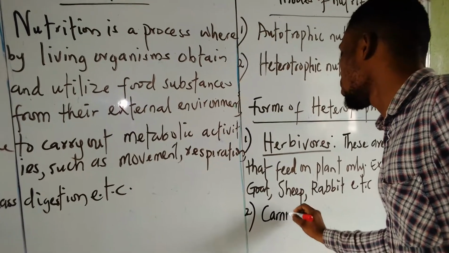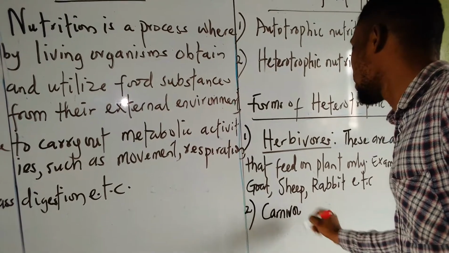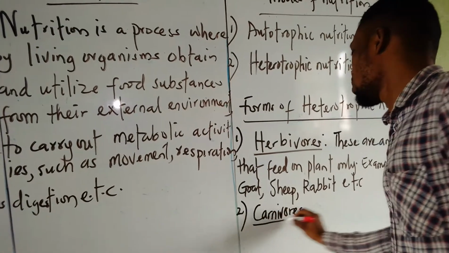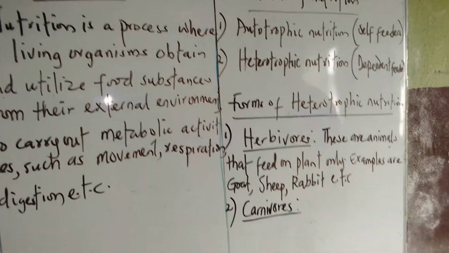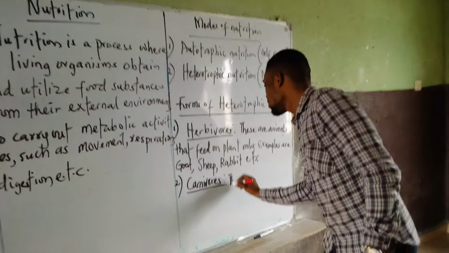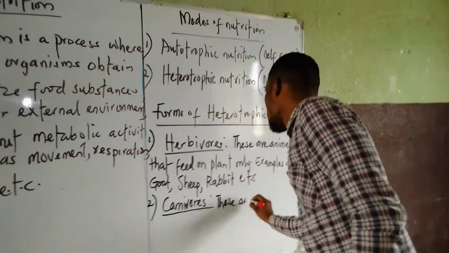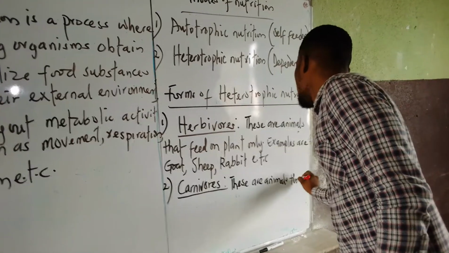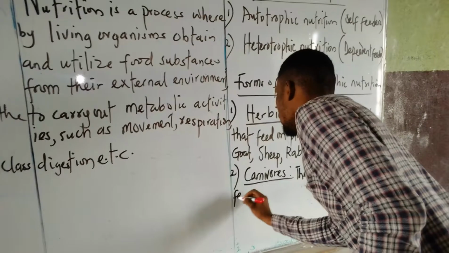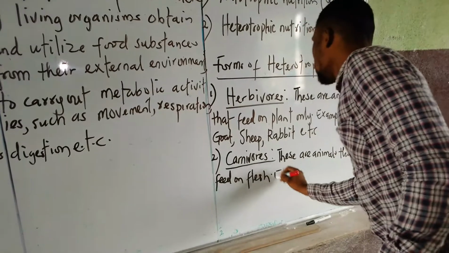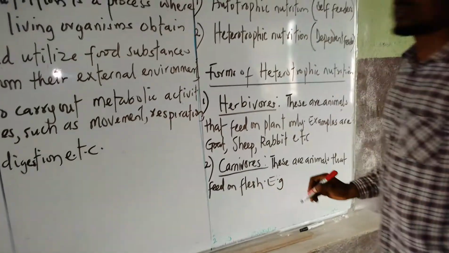Carnivores, we call them carnivorous animals. These are animals that feed on flesh. Example of a carnivore?